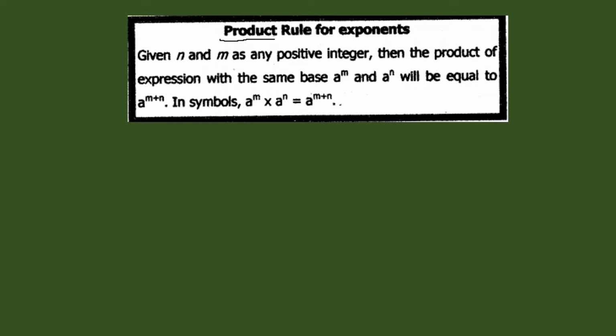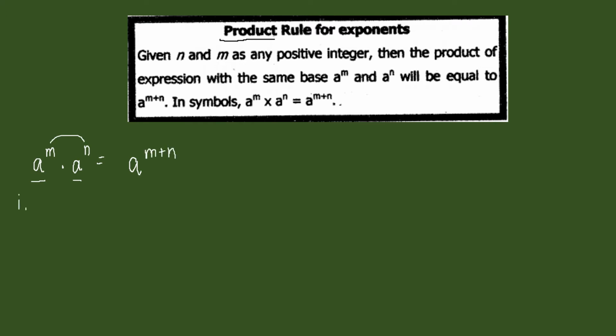So what do you mean by this? This means that if you are multiplying expressions with exponents that have the same base, all you need to do is to copy the base, the common base, and then add the exponents. So that's why the product rule is a to the m times a to the n. They have the same base, just copy the base, and then you add the exponents.